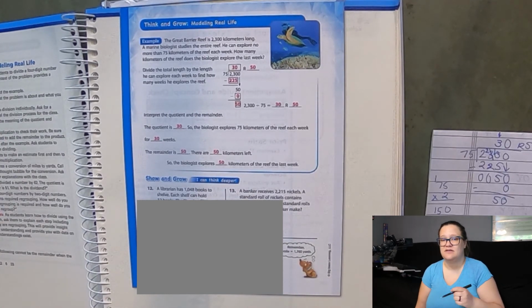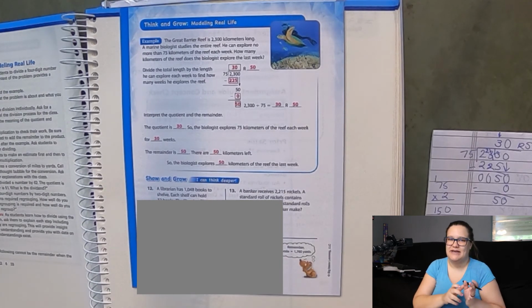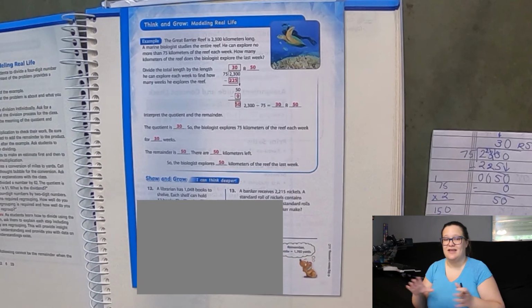Okay, so for this word problem, they wanted us to just focus on the remainder. So you've got to know what that remainder means. That remainder does not equal more weeks. That remainder is what's left over of the, in this case, kilometers, once we know how many weeks it took.